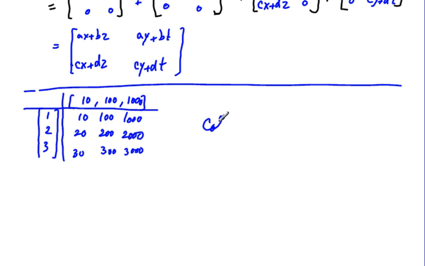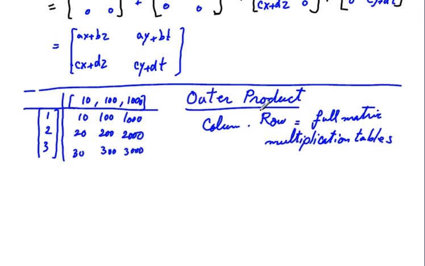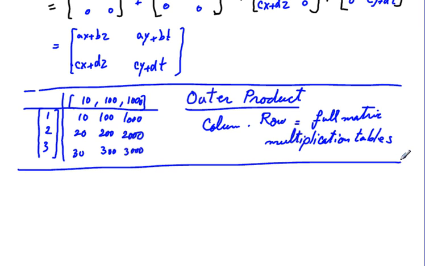So if you have a column times a row, what you get is a full matrix, which reminds us of the multiplication tables in elementary school. Here they have another name for it. They call it the outer product. So this kind of activity is referred to as the outer product of two vectors. Okay, what is that going to do for us?